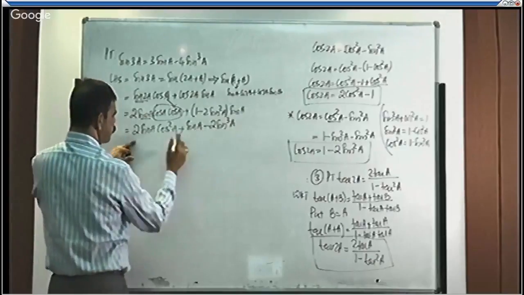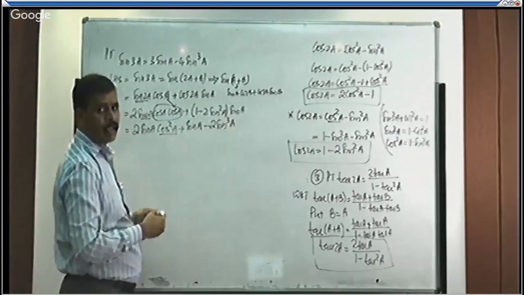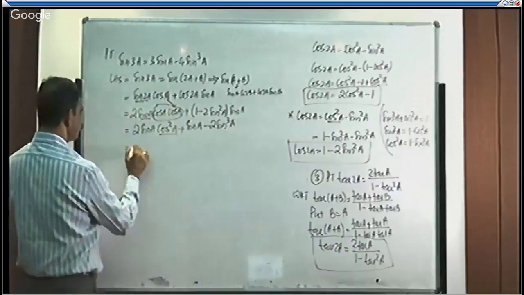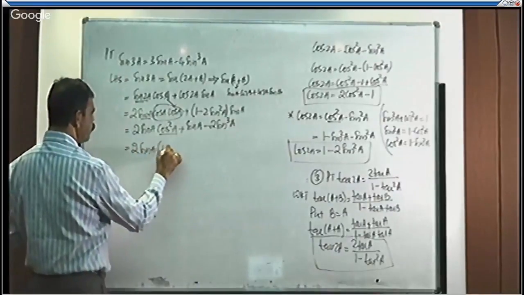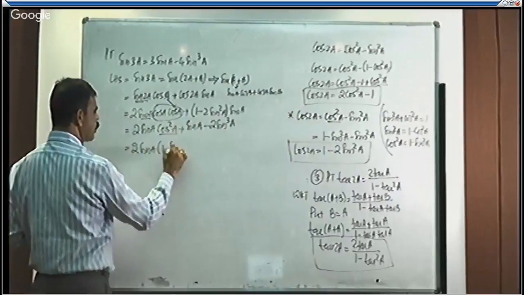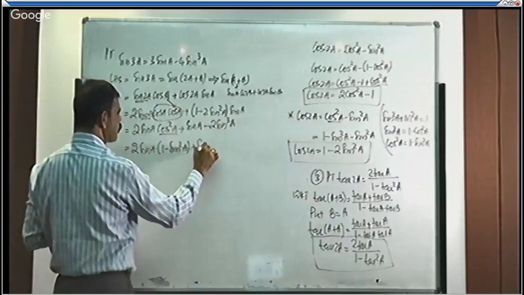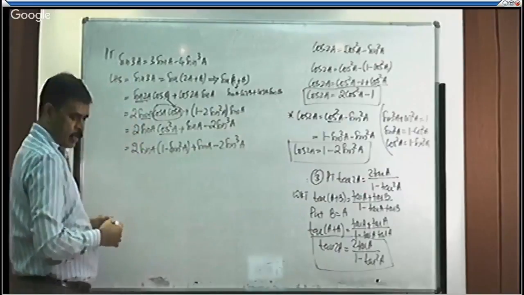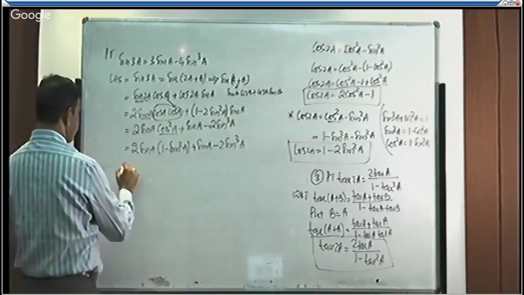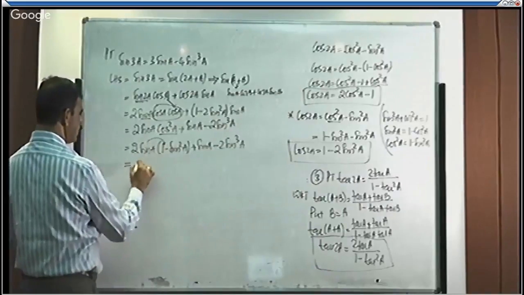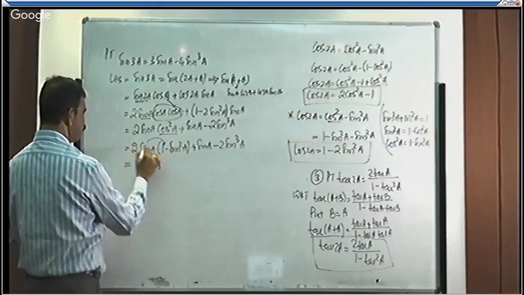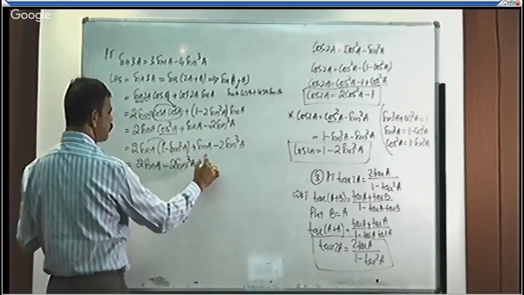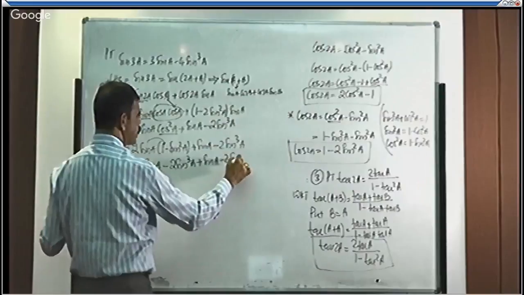Every term is in sin except this. Change this cos square A as 1 minus sin square A. That is 2 into sin A into 1 minus sin square A, plus take as it is sin A minus 2 sin cube A. Again, remove the bracket. 2 sin A into 1 is 2 sin A. Plus into minus, minus, 2 sin A into sin square A is 2 sin cube A. Plus sin A, minus 2 sin cube A.